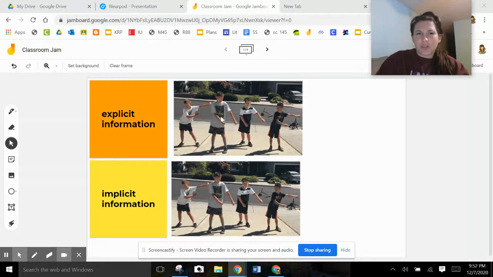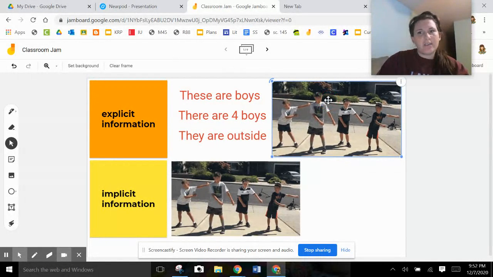So I used this picture yesterday with explicit and implicit. So explicit is easy to find information. These are boys. There's four of them. Count them. One, two, three, four. And they're outside. You can see in the background. That's easy information, easy to find. You don't even have to think about it. You just have to look at the picture.